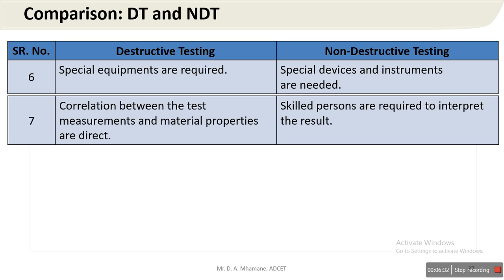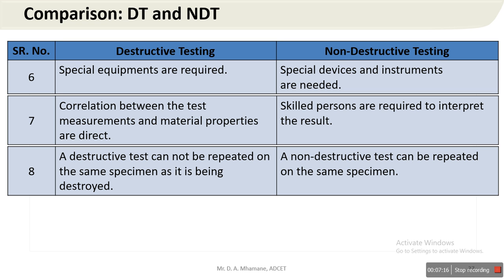Seventh, the correlation between the test measurement and material properties is direct. Means the testing methodology itself gives us the value of property. In non-destructive testing, a skilled person is required to interpret the result. The material gives us multiple responses on the screen of the machine or to the system. So amongst the different responses, the inspector needs to sort out the responses and interpret the result in accordance with the defect, flaws or the characteristics of material.